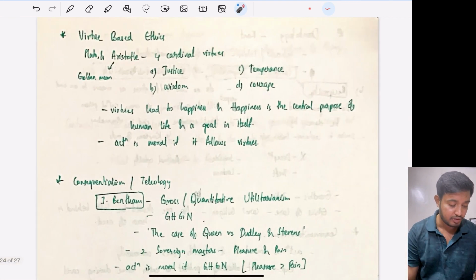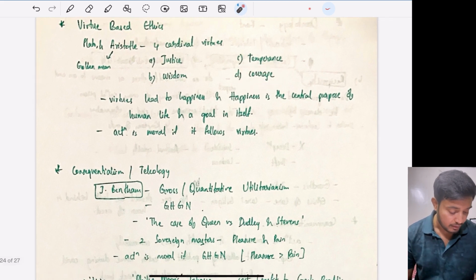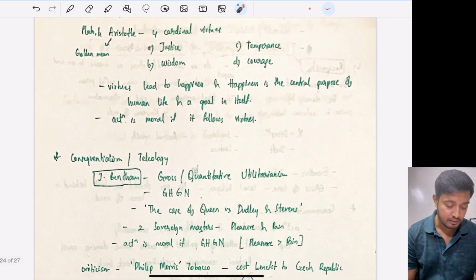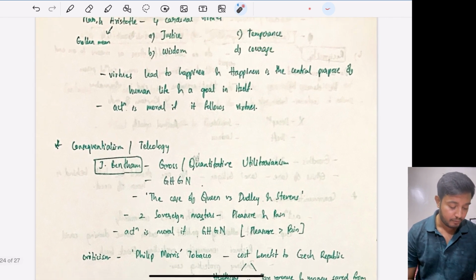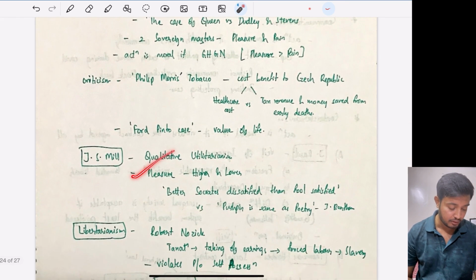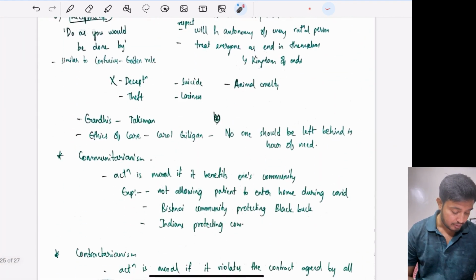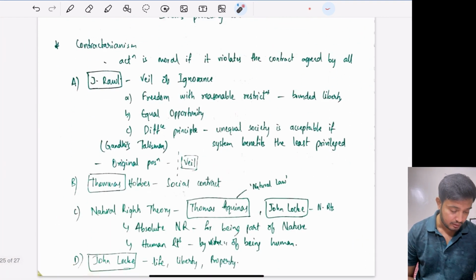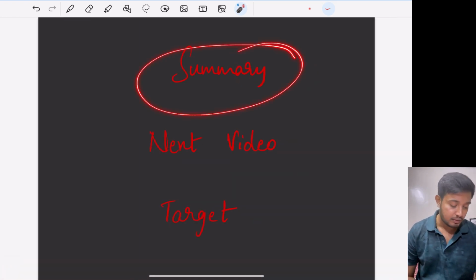Virtue-based ethics we have talked about. C is the courage part. I forgot, I'm sorry. But you remember Justice World Trade Center. Try to remember in that way. Consequentialism we talked about, J.S. Mill, libertarianism we talked about. Deontology we talked about. Communitarianism, contractarianism. Yeah, all these things we talked about. So basically, once again, I want to summarize.